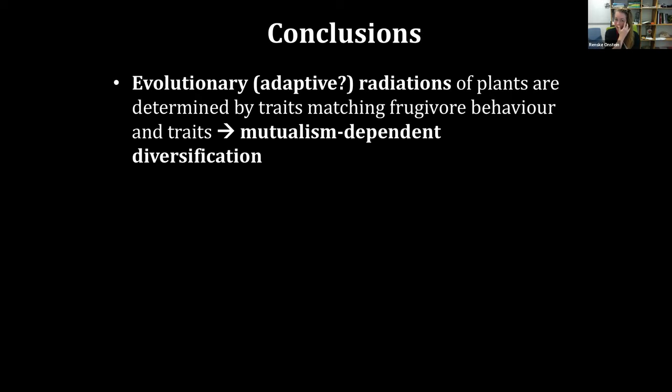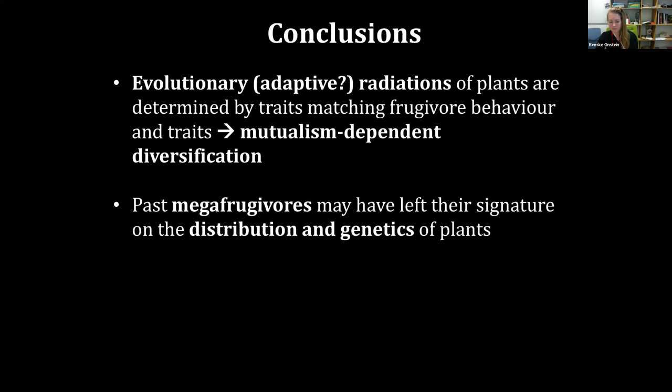So concluding from all of this, I've shown you this idea that the interactions between plants and animals, especially in terms of frugivory, may have affected evolutionary radiations of the plants. These may be adaptive radiations, but I'm not 100% sure about that. But what I do think is that because of these interactions, the diversity we see today in tropical forests is for a large part determined by these past interactions and radiations. Also, if we go more recent to the late Quaternary extinctions of megafauna, they may have left, and still show, signatures of their past dispersal dynamics for plants with very large fruits.